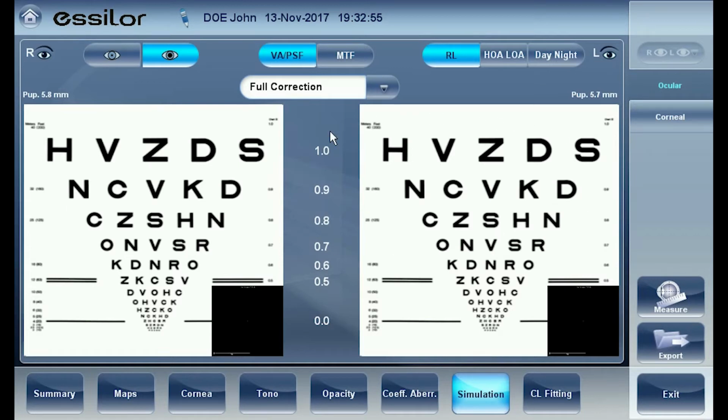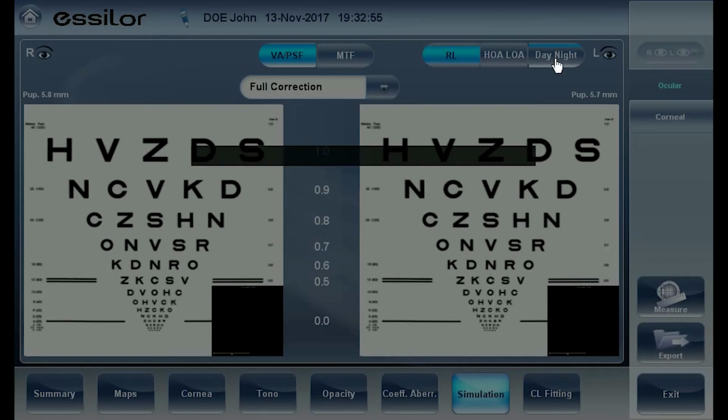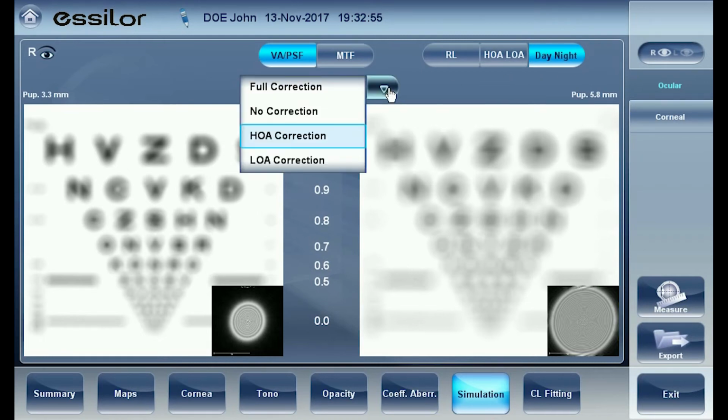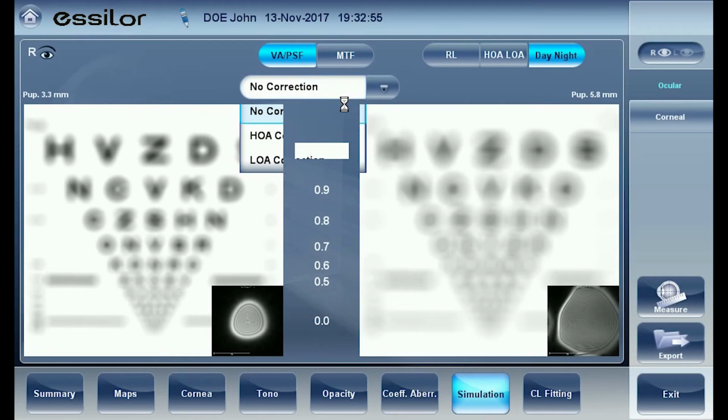Now, what is far more interesting is to compare the simulation of vision of one eye in two different lighting conditions. In this case, we will show to the patient the difference between day and night vision on his right eye. What we can see here is that during the night, the patient has a blurrier vision than during the day. In that way, we can acknowledge his complaints regarding night vision issues.